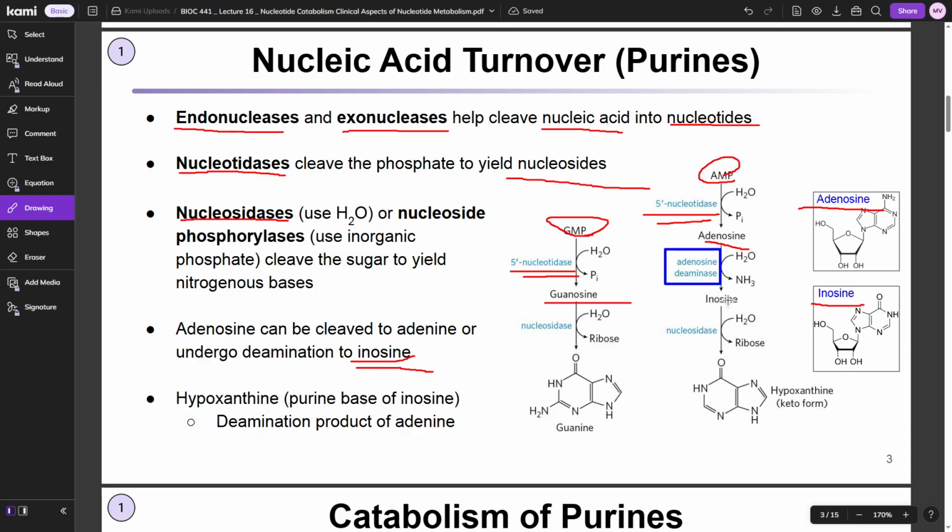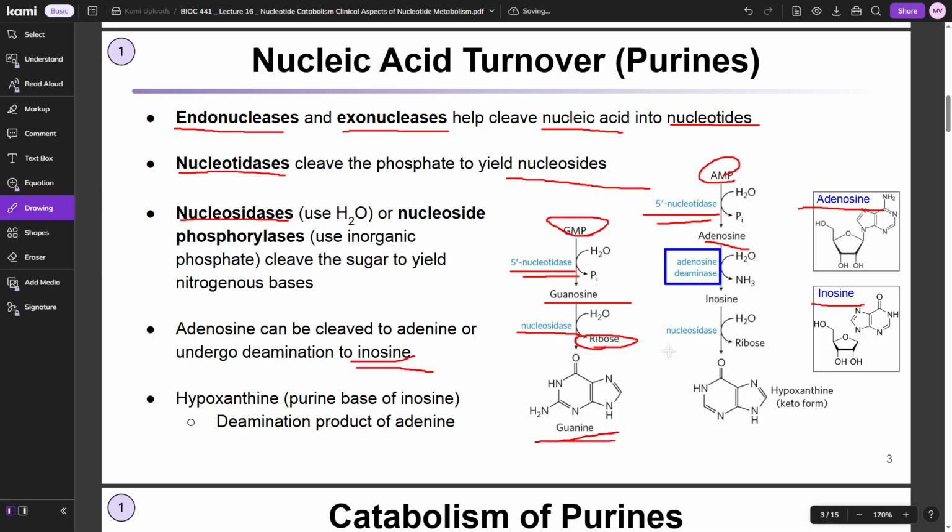And so what you do is you use a nucleosidase, right? A nucleosidase is a bit different from a nucleotidase. A nucleosidase is one that cleaves the sugar from the base, and so you release a ribose. A nucleosidase cleaves a nucleoside, so it cleaves this bond right here, if you want to think of it like that. And then you end up with this guanine base here.